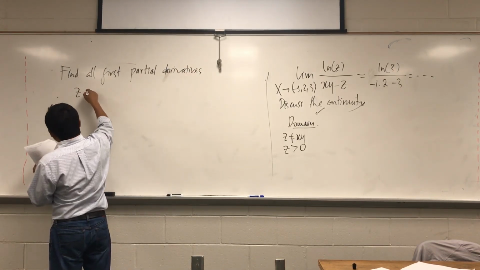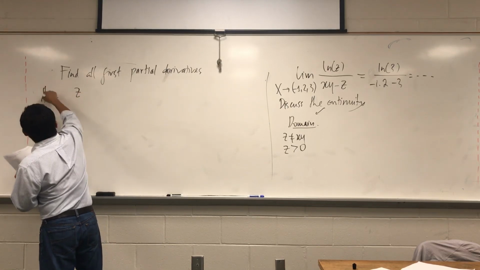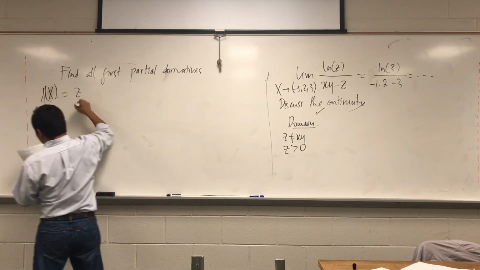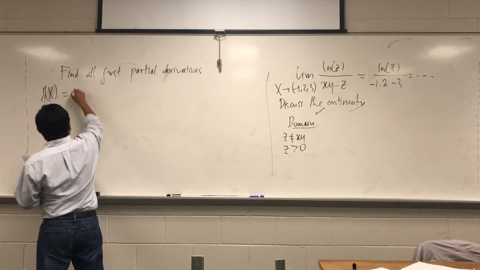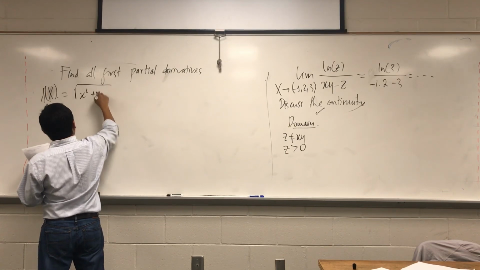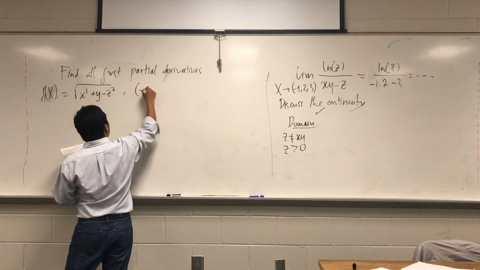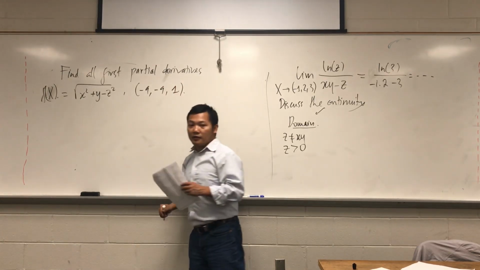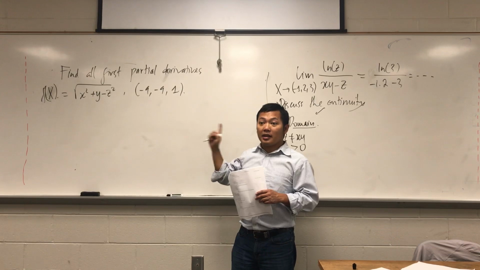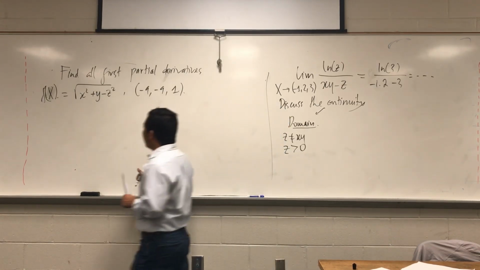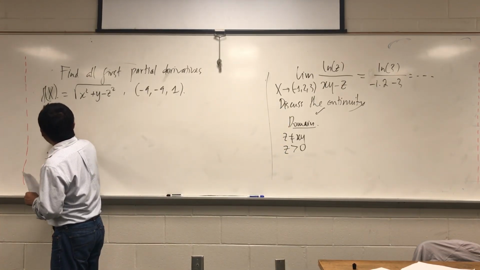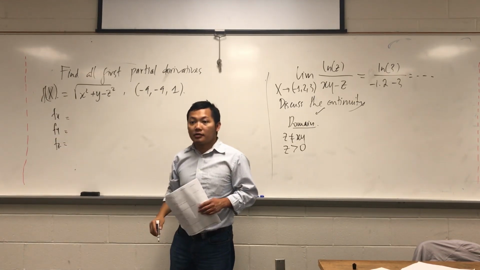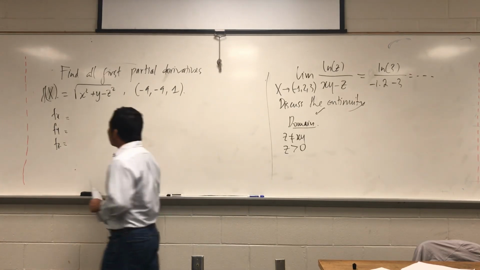And your function is f of x. I write in short, f(x) is equal to the square root of x squared plus y minus z squared, and they give you the point (-9, -9, 1). You have to find all first partial derivatives at that given point, right? So basically you have to find fx, fy, fz. In this case we use the chain rule, right? We use the chain rule.